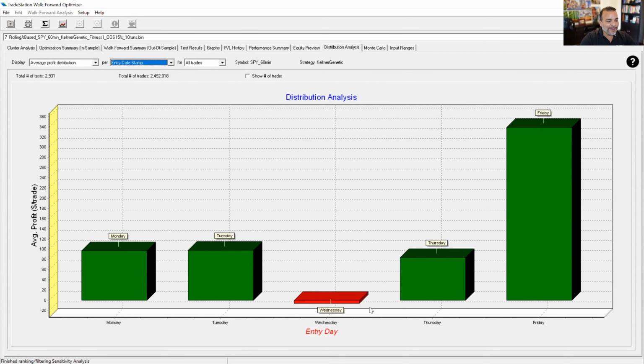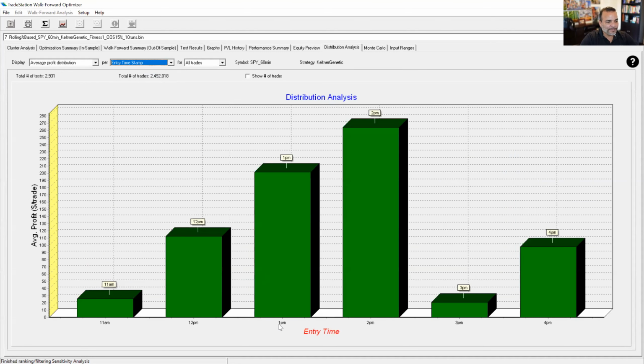And you can see that if you entered on Wednesdays, you were not as profitable as the trades that entered on Friday. So this is distributing the profits per day or time. It seems like if you enter the trade in the afternoon, those were the ones that made more profits. It's just statistical data on the strategy run, and I just found the data interesting.